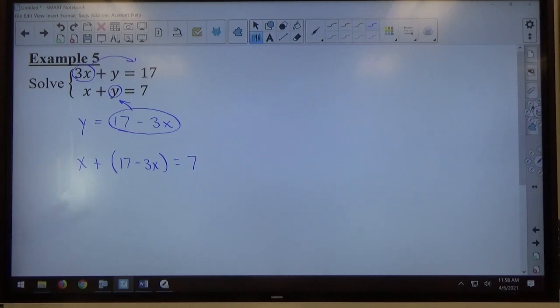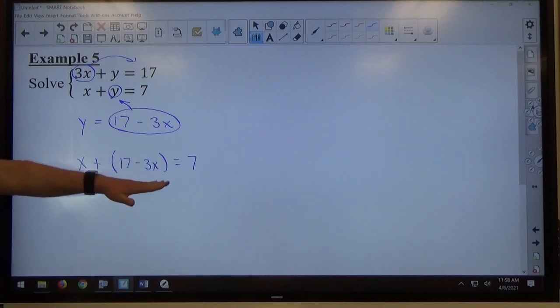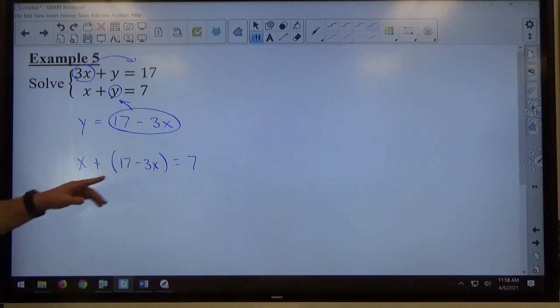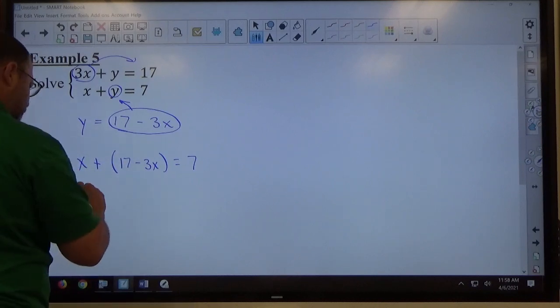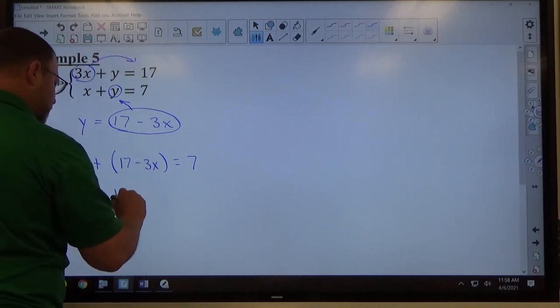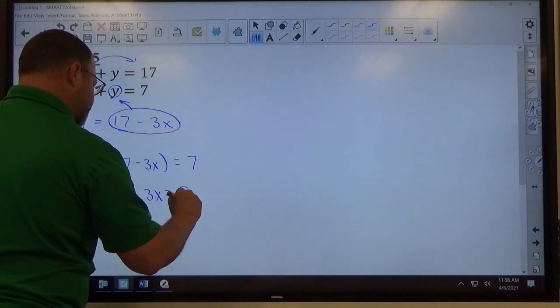The usefulness of that step is I went from an equation with two variables, x and y, into an equation with only one variable type, x. So now this is solvable by normal means. Okay? Plus parentheses really doesn't do anything. So the parentheses, although I always put parentheses when I substitute multiple objects, there's no purpose for the parentheses. So I'm going to go ahead and rewrite it now without parentheses. X plus 17 minus 3x equals 7.